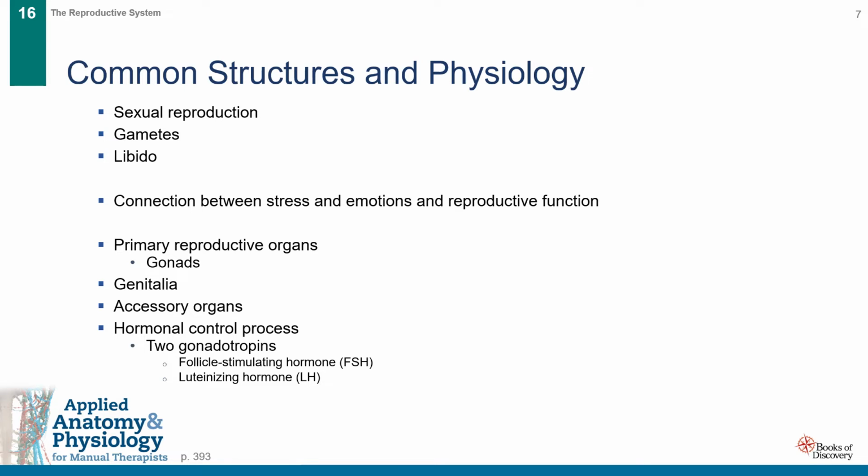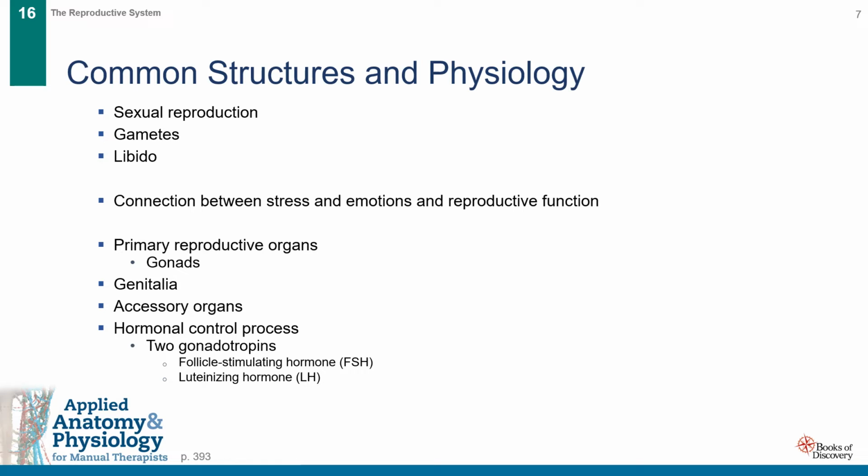Genitalia. While all reproductive organs can be called genitalia, the term is most commonly used to refer to the male and female external sex organs. Accessory organs. These organs include the ducts and chambers that make up the tracts connecting the gonads with the genitalia. Other accessory organs are glands that secrete fluids to protect, transport, or facilitate the movement and joining of gametes.